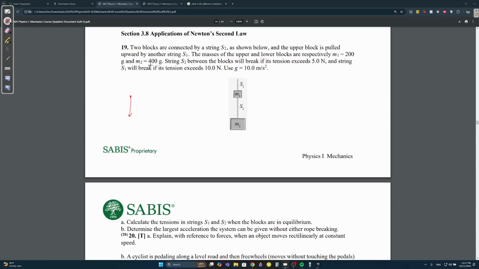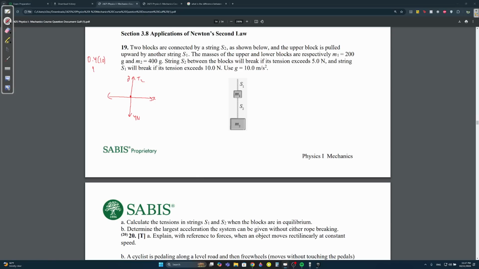M2 has a mass of 100 grams and g is 10. So let's draw its weight. How much is its weight? 0.4 kilograms times 10 is 4, so 4 newtons. It's going to be pulled up with a tension. It's called tension 2 because it's S2.